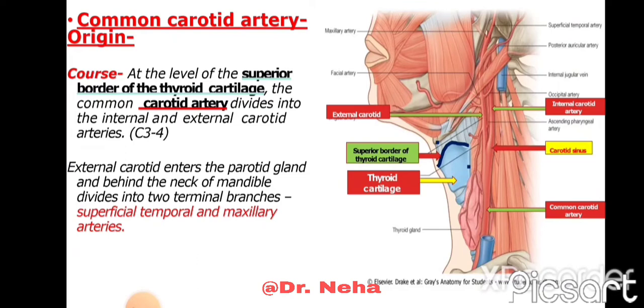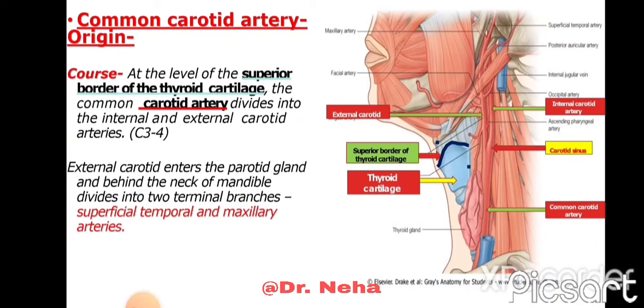Then after taking origin it runs upwards in the neck and it divides at the level of the superior border of the thyroid cartilage into internal and external carotid arteries. This level is the intervertebral disc between C3 and C4 vertebra.